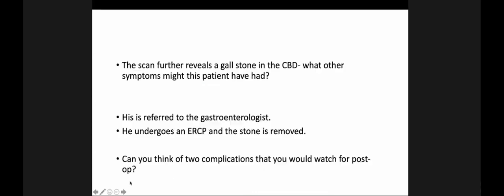Okay, so this patient had a gallstone in the CBD. What other symptoms might this patient have had? We already talked about those. So you could have had some pain, biliary colic. Would anybody like to very quickly tell us what a biliary colic might feel like? Do you know?